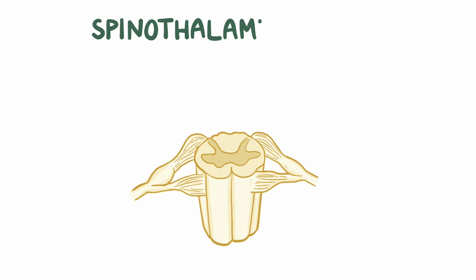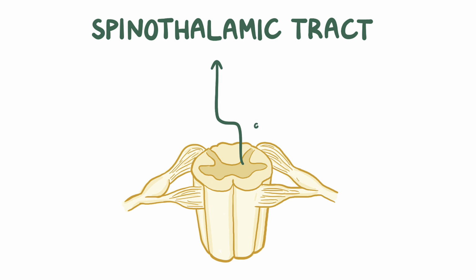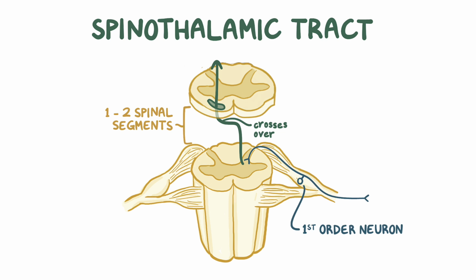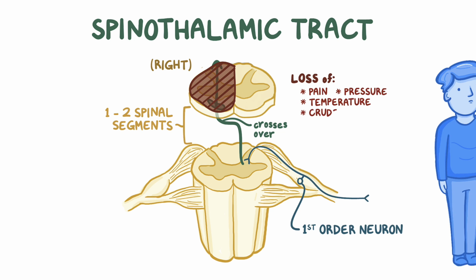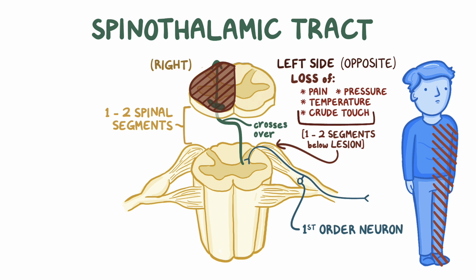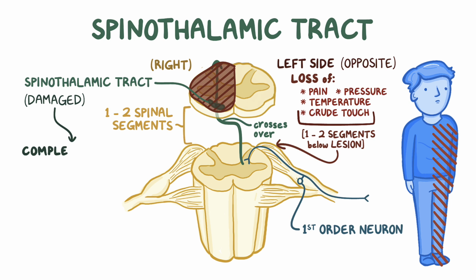Now, the spinothalamic tract is a bit different, because it crosses over to the opposite side of the spinal cord 1 or 2 spinal segments above, where the first-order neurons enter. So damage to the right spinothalamic tract will cause loss of pain, pressure, temperature, and crude touch sensation from the opposite or left side, beginning 1 or 2 segments below the lesion. But at the level of the lesion, the spinothalamic tract of the same right side will be damaged too. This will lead to complete loss of all cutaneous sensation at the level of the lesion.